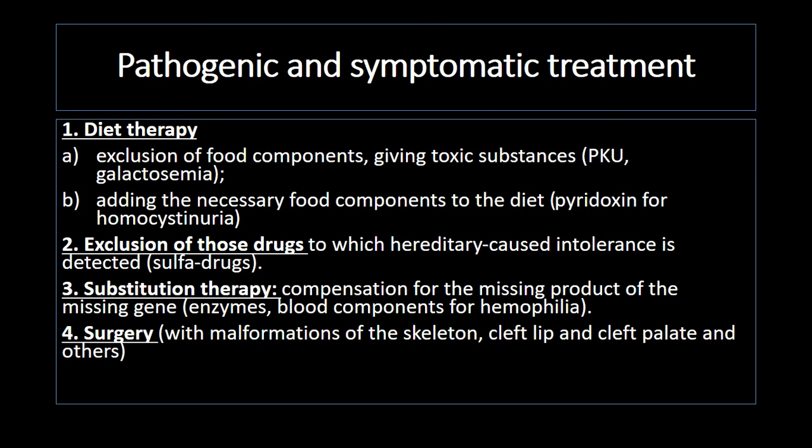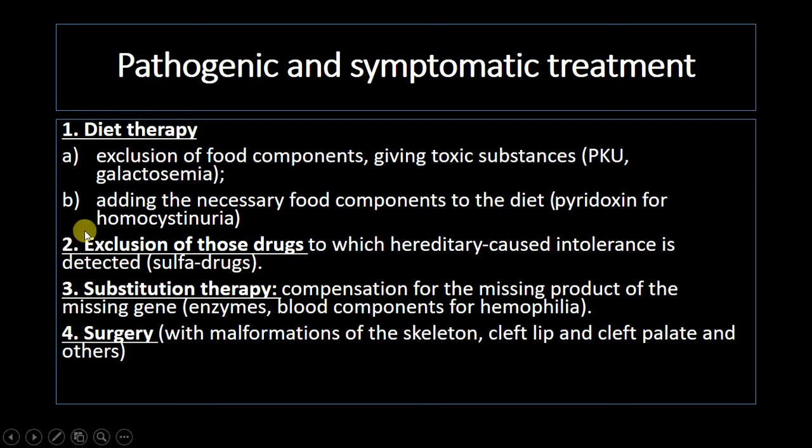Another way of the diet therapy is adding the necessary food components to the diet. For example, pyridoxine or vitamin B6 for homocystinuria. With a deficiency of pyridoxine, homocysteine accumulates in the body. As a result, hyperhomocystinuria occurs. We can correct this condition by adding vitamin to the diet of this patient.